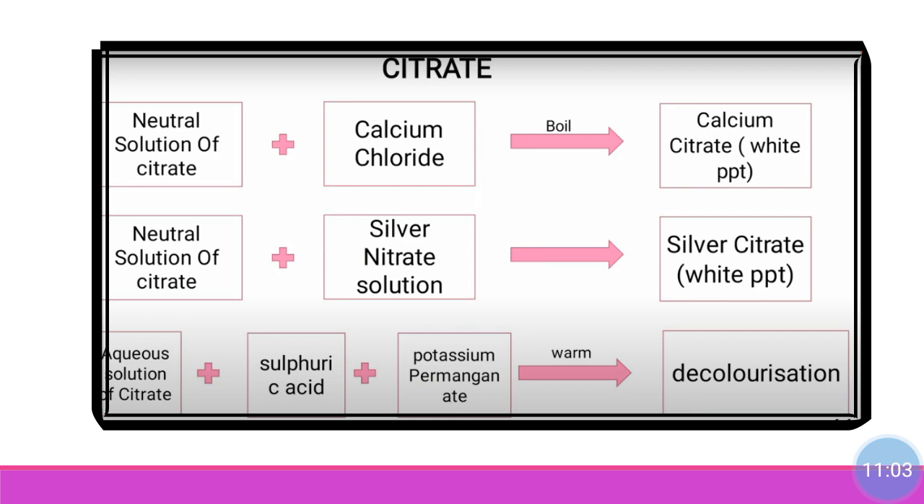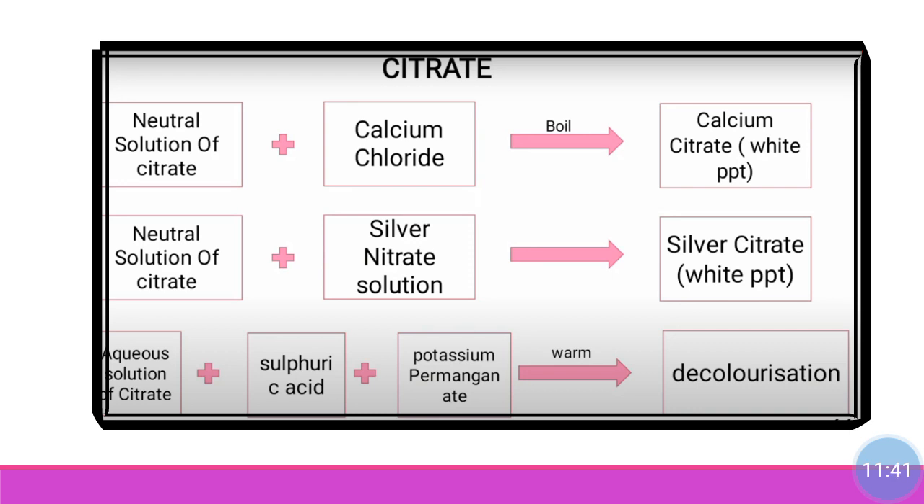Then, when an aqueous solution of citrate is warmed with sulfuric acid and potassium permanganate, decolorization takes place. That means the color of the solution will disappear, because potassium permanganate is purple in color.